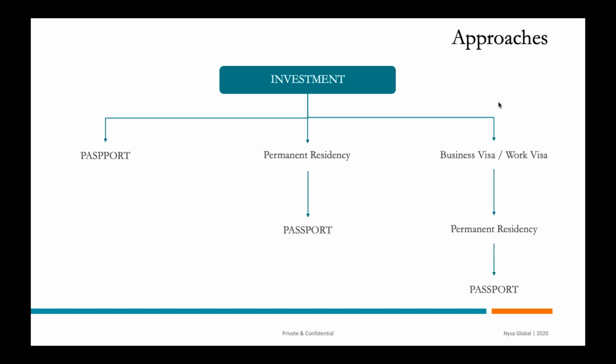And then after you're a permanent resident for some period of time, again varying from country to country, you can then be eligible for passport citizenship. The third approach, which builds on the second, is that there's an intermediate visa, business visa, work visa, something like that, that you have on the way to permanent residency, and then after fulfilling further requirements or some waiting period, there is a passport.